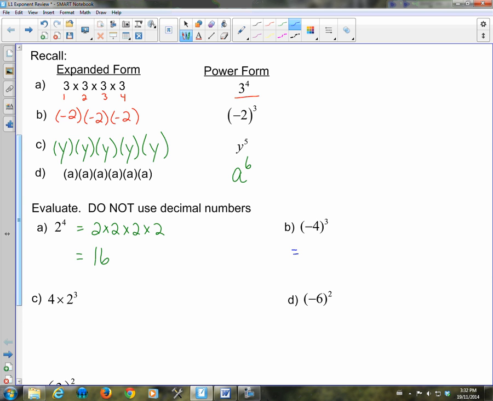If we have negative 4 to the exponent 3, it's negative 4 times negative 4 times negative 4. So 3 negatives mean that my answer will be negative, and 4 times 4 times 4 is 64. So negative 4 to the exponent 3 is negative 64.